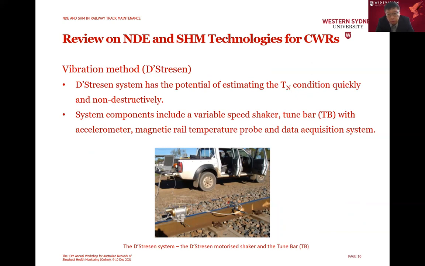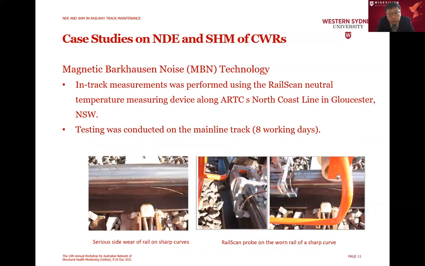So basically, it includes the variable speed shaker, tune bar with accelerometer, magnetic rail temperature probe, and data acquisition system. You can see the motorized shaker and the tune bar mounted on the rail in the photo below. For the case study on the NDE and the SHM, we do them one by one. Okay, so MBN, and also the vibration method, and also the mechanical method, but we focus on the first two.